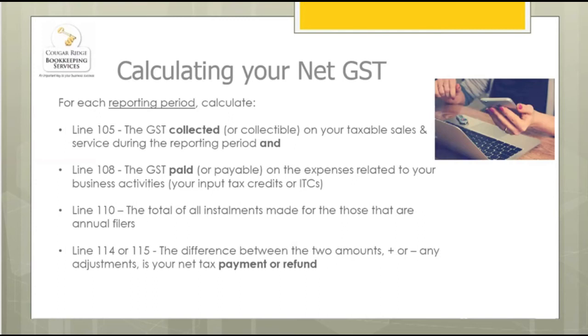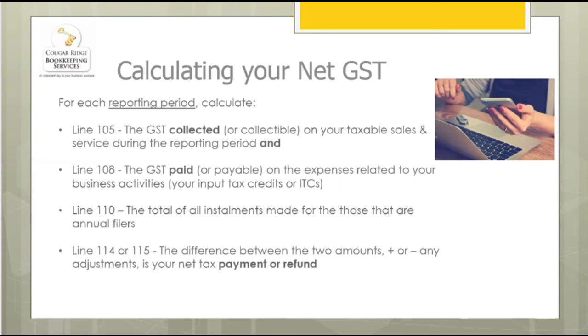Line 110 is where you may record where you have perhaps made some installments. So if you've been required to make installments throughout the year, line 110 is where you will put those total installments that's been made so far. If you haven't had to make installments throughout the year, line 110 will stay at 0.